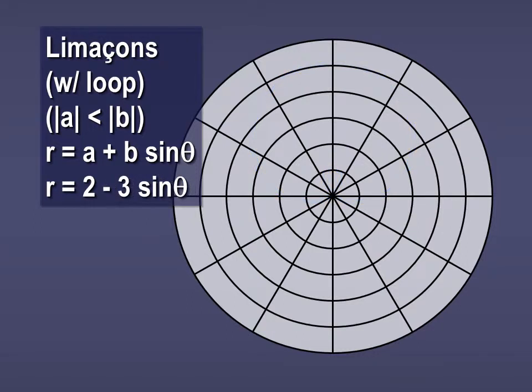Okay, so 2 minus 3 sine theta. So now that it's sine, it's still up and down, but since it's minus, we're going to go below, right? So it's going to be going this way. The constant term is still 2.